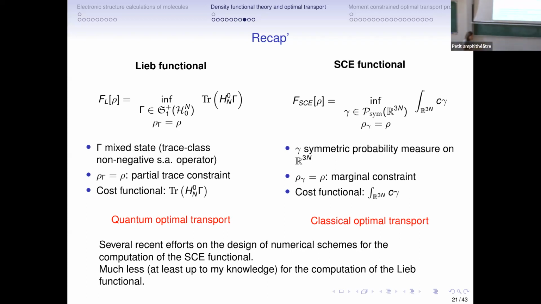This is not the end of the story, but let's say that this one is a better candidate to get the approximation of the ground state energy than the other. But since they share the same kind of optimal transport structure, there are comparable sparsity results.